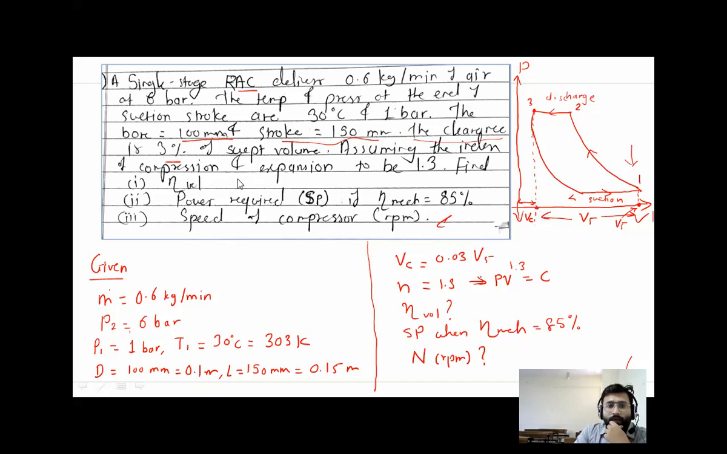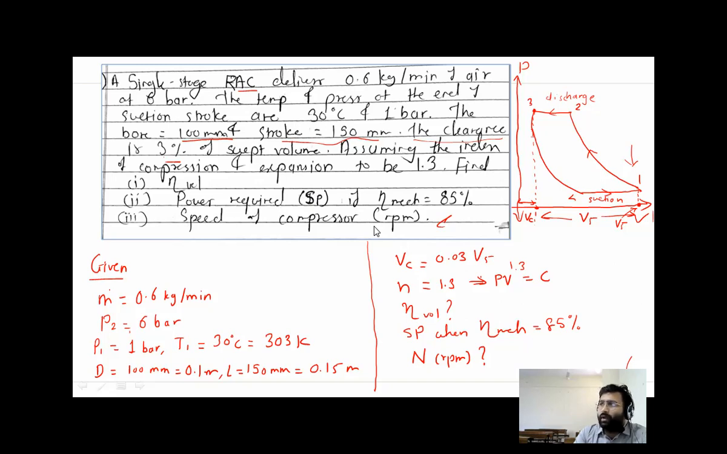The bore diameter is given as 100 mm and the length of stroke is 150 mm. The clearance is 3% of swept volume, so the ratio VC by VS is 3%. Assuming the index of compression and expansion to be 1.3, so in PV raised to N, N is 1.3. Find volumetric efficiency and power required. If the mechanical efficiency is 85%, power required means shaft power required. The speed of compressor we have to calculate.